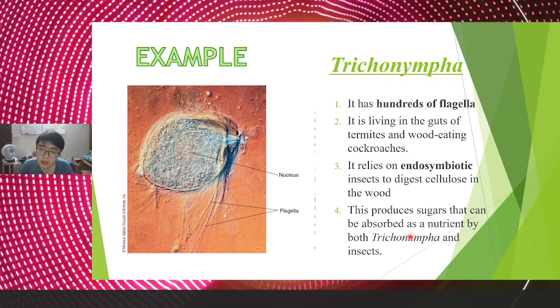Trichonympha. I think I typed it wrong. Actually, it's NY, not NU. Trichonympha and the insect: although the insect has this parasitic organism, it can also survive safely with them. It will not compete with the insect for nutrients. It will also get nutrients, and the insect will also get nutrients.